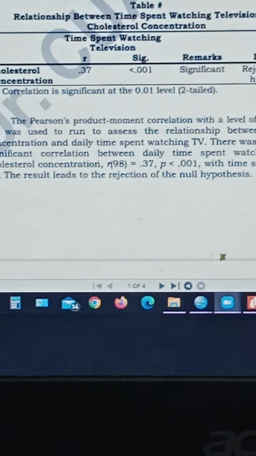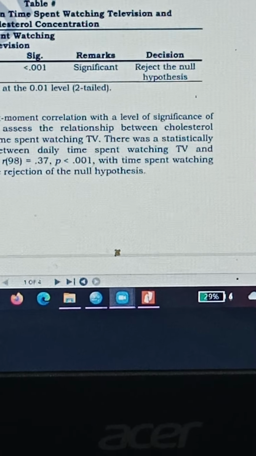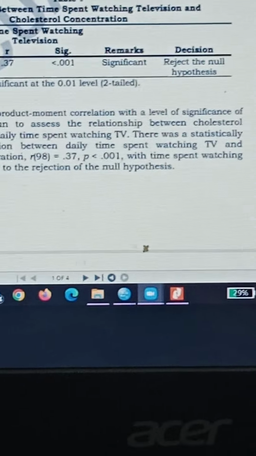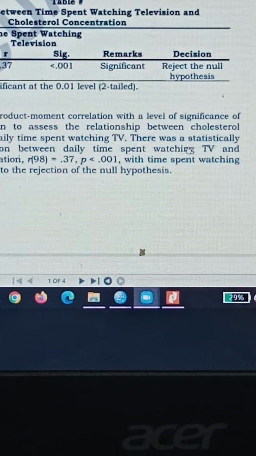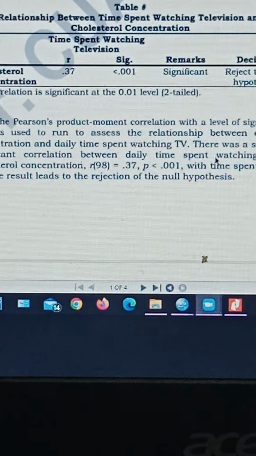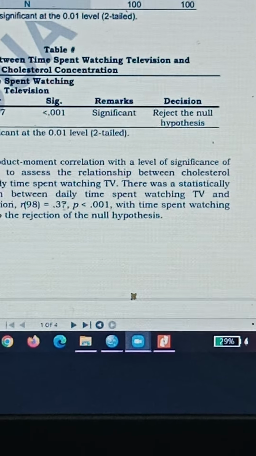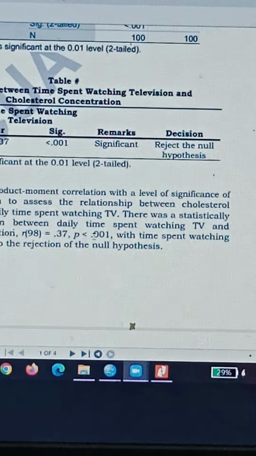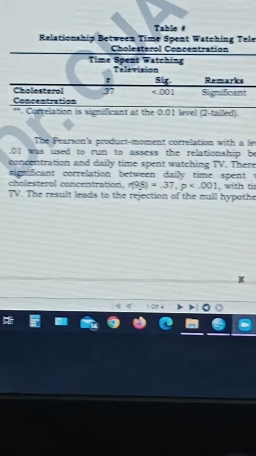There was a statistically significant correlation, because remember, our results are significant, right? So we take this. There was a statistically significant correlation between daily time spent watching TV and cholesterol concentration. And then we show the value of r, which is 0.37, and the p value, which is p is less than 0.001.